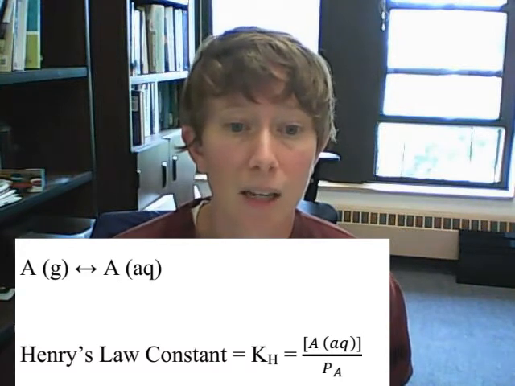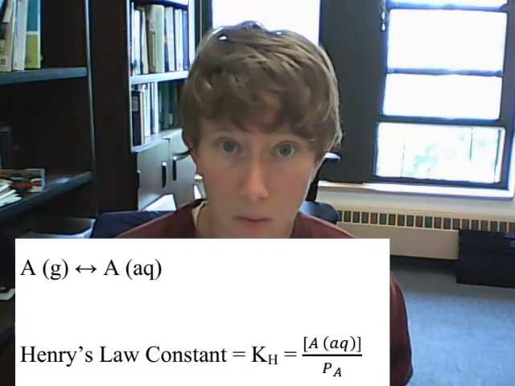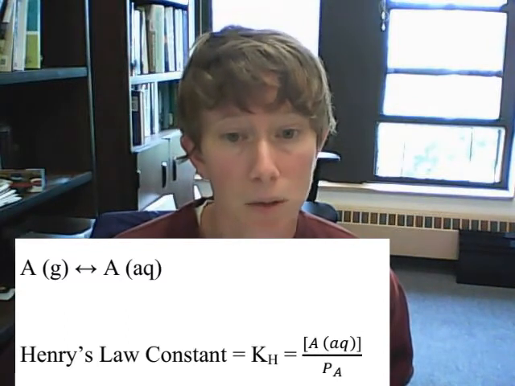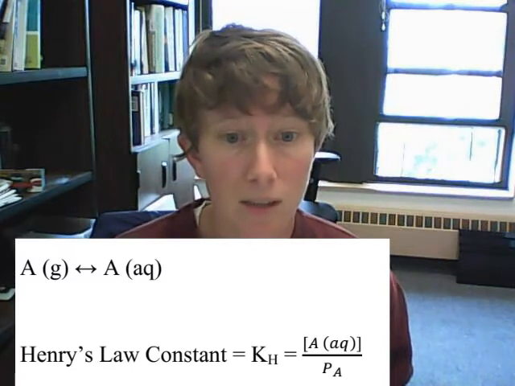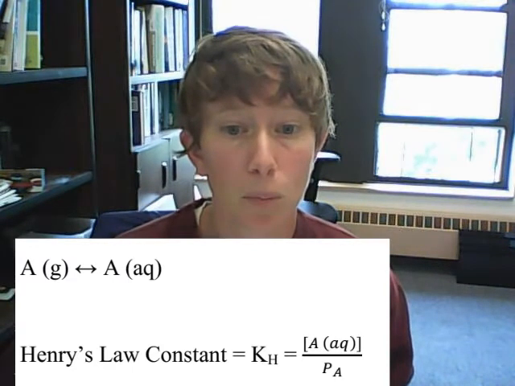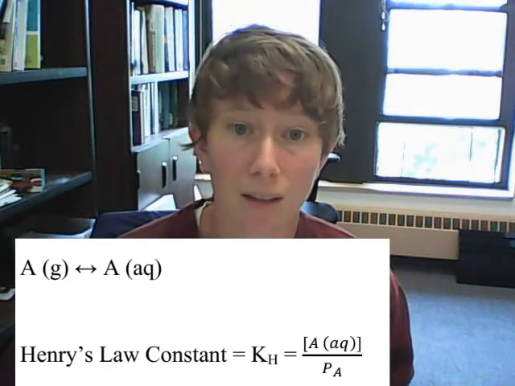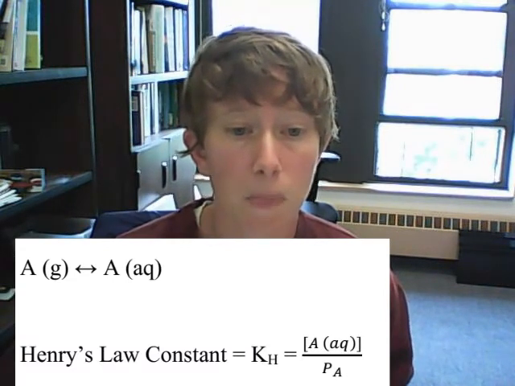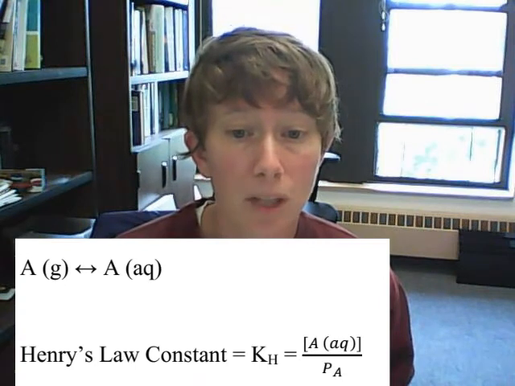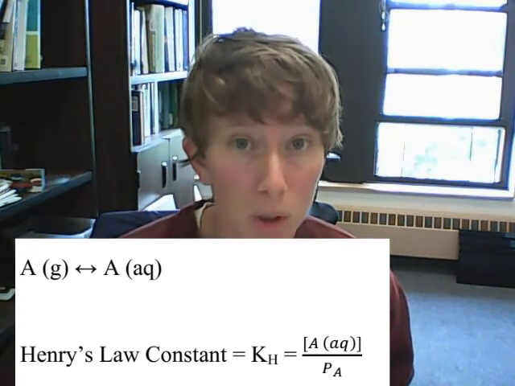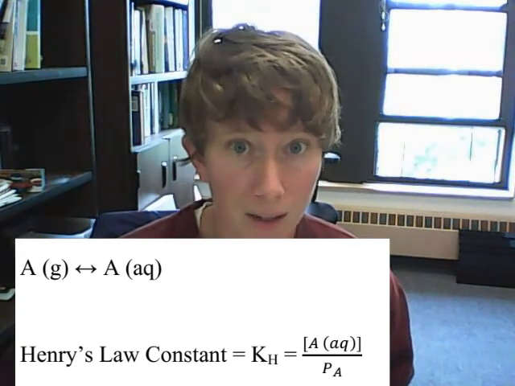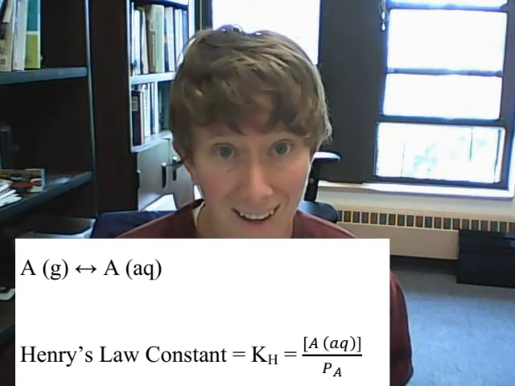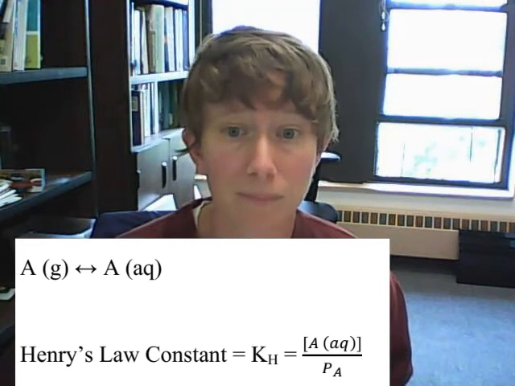So we can define Henry's law constant, which is just an equilibrium constant, but for a specialized situation, as the molar concentration of A in the aqueous phase divided by the partial pressure of A dissolved in water, or the partial pressure of the gas. Whenever you use Henry's law, remember to use the molar concentration of A in water with the partial pressure of A in the vapor phase.